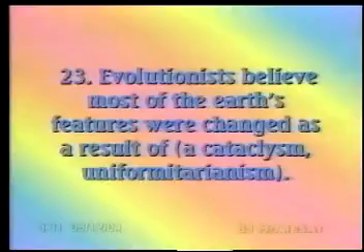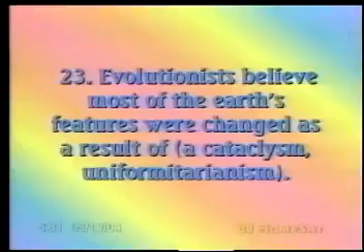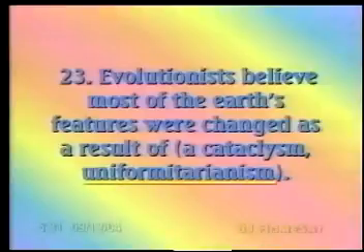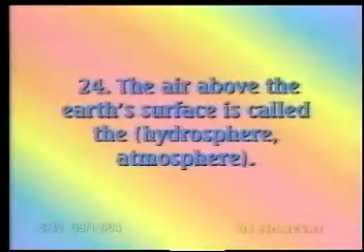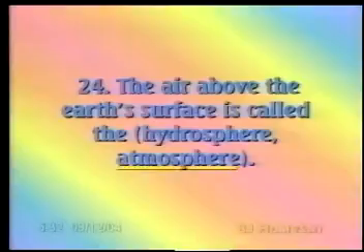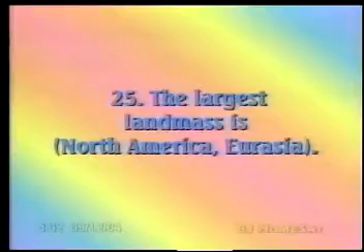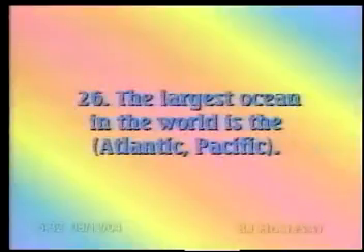Number 23. Evolutionists believe most of the Earth's features were changed as a result of a cataclysm or uniformitarianism. Uniformitarianism. The air above the Earth's surface is called the hydrosphere or the atmosphere. It is the atmosphere. Remember, hydro means water. 25. The largest land mass is North America or Eurasia? Eurasia. 26. The largest ocean in the world is the Atlantic or Pacific? Pacific.